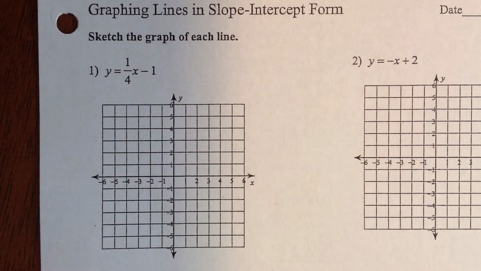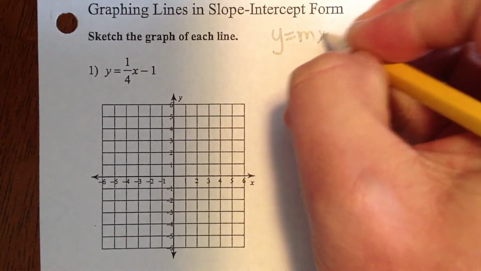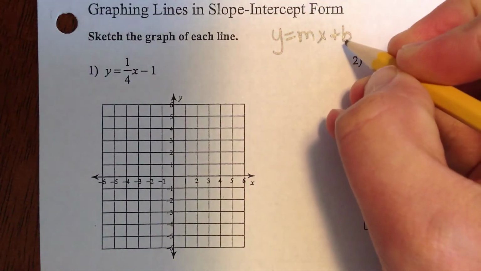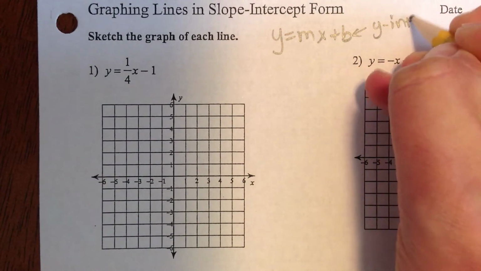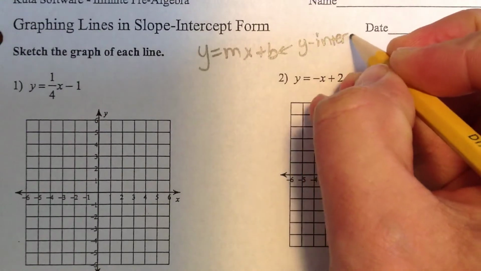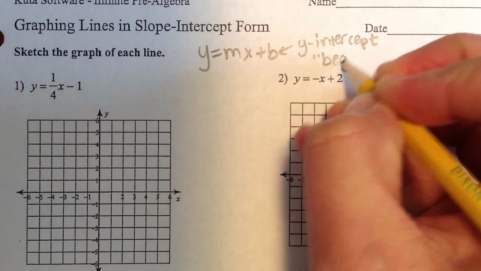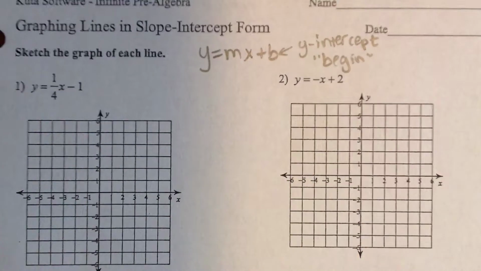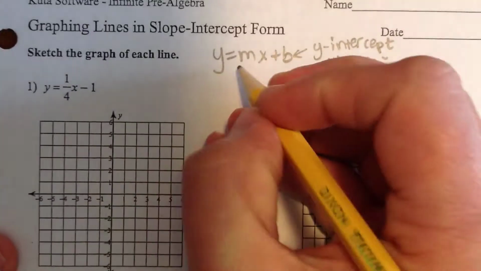Alright, so this video shows you how to graph lines in slope-intercept form. Let's remember that slope-intercept form is y equals mx plus b. The b is our y-intercept, and it's where we're going to begin graphing. It's our b, it's where we're going to begin. And our m is our slope.